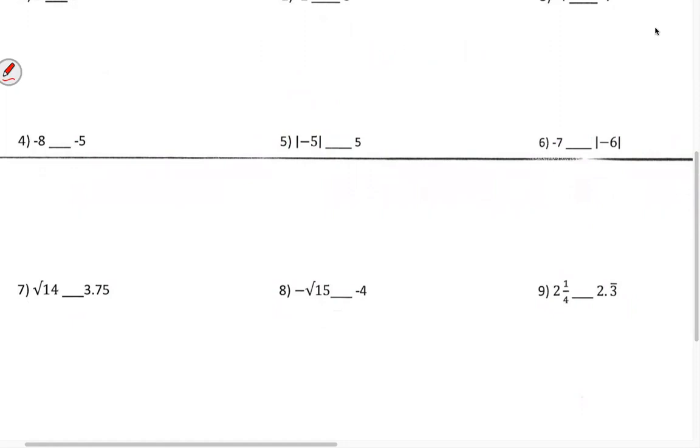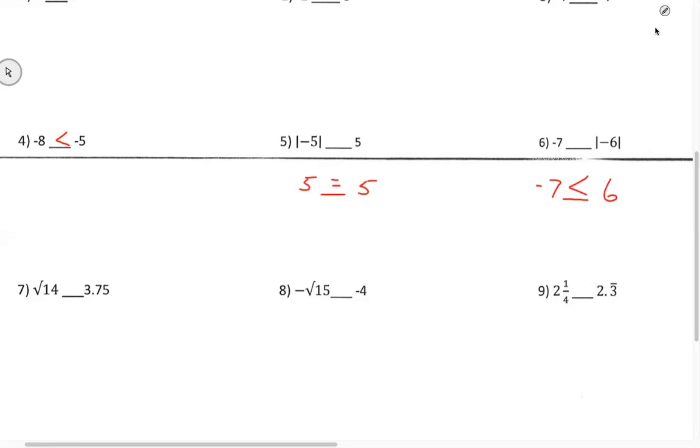All right. Here, number 4 is going to be -8 and -5, and -5 is going to be bigger because I'd rather owe $5 than $8. Now for number 5, the absolute value of -5 is 5. So we actually are talking about 5 being compared to 5, and they're going to be equal. Now number 6, Mr. Bonner, that's going to be -7, and we're comparing it to 6. And 6 is going to be bigger than -7.